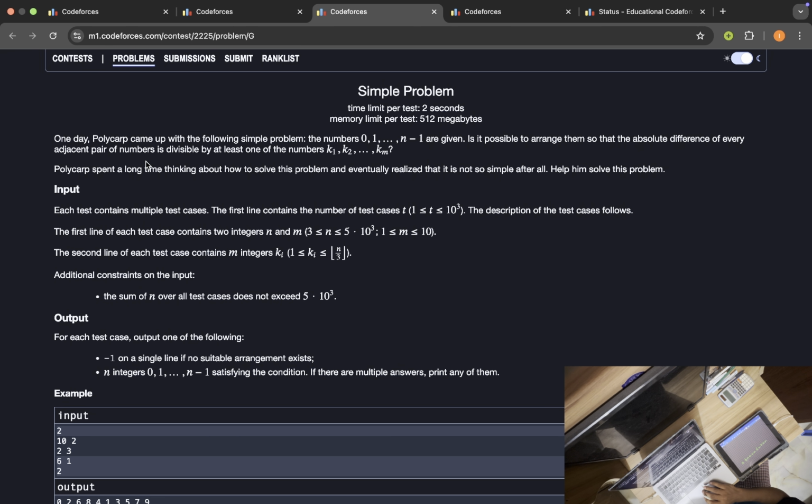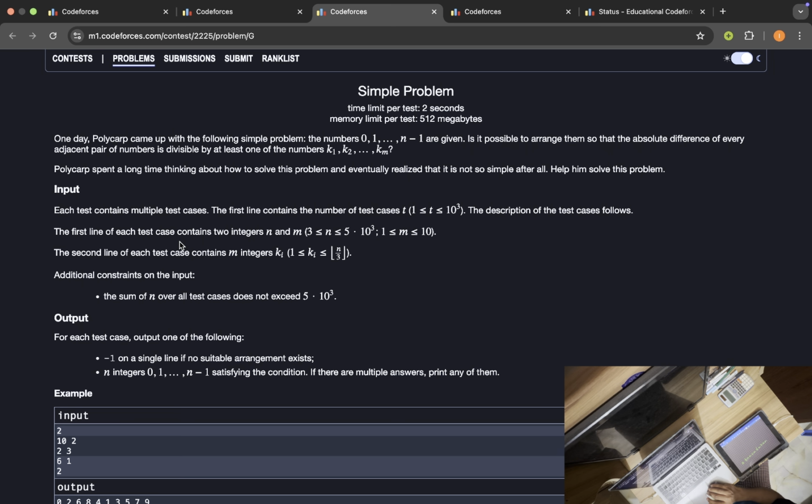One day, Polycarp comes up with the following simple problem. The numbers 0 to n minus 1 are given. It is possible to arrange them so that the absolute difference of every adjacent pair of numbers is divisible by at least one of the numbers. Polycarp spent a long time thinking about how to solve the problem and eventually realized that it is not so simple after all. Help him solve the problem.